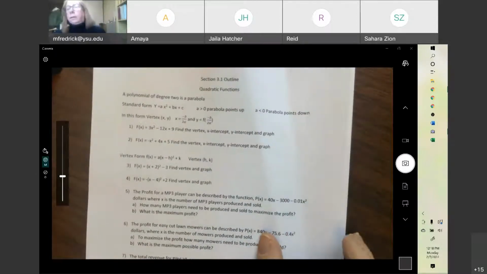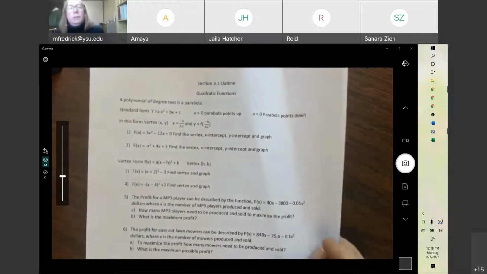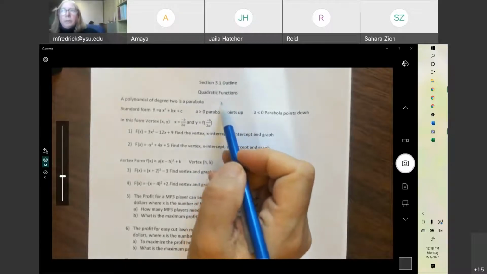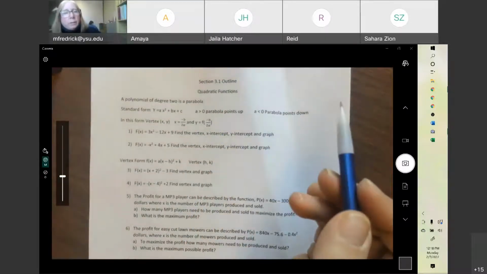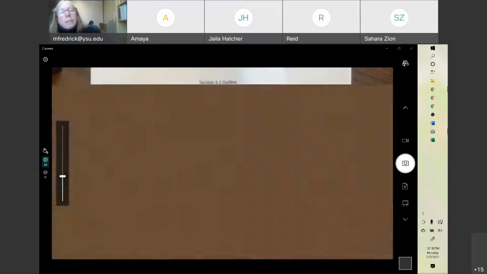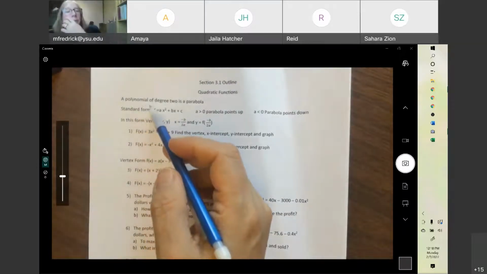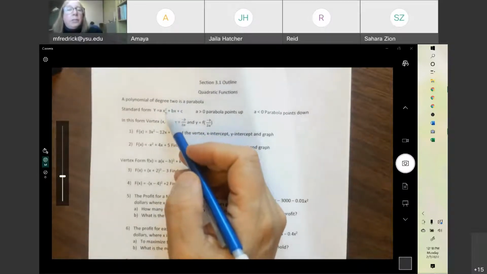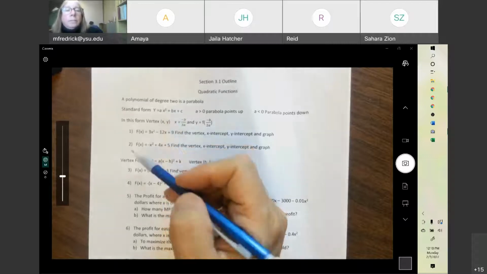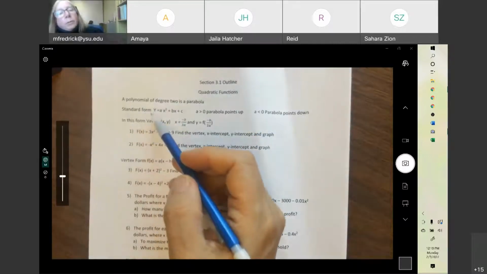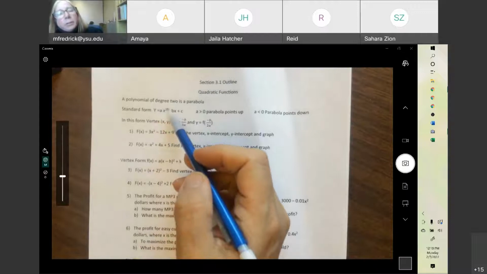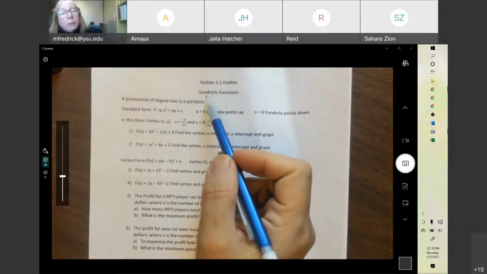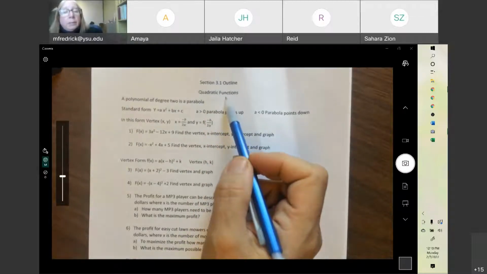Okay, 3.1. 3.1 is a quadratic function. So everything we were doing so far was linear. X and Y were to the first power. A quadratic function is a polynomial of degree 2. Degree 2 means the largest exponent is a 2. Standard form, y equals ax squared plus bx plus c. And it's a parabola. So a quadratic function is a parabola.